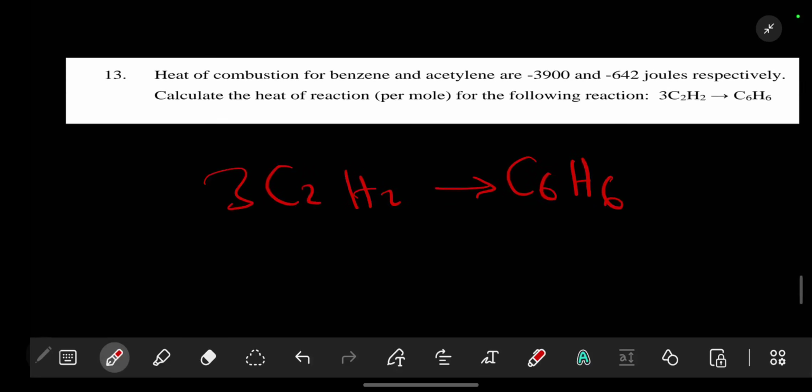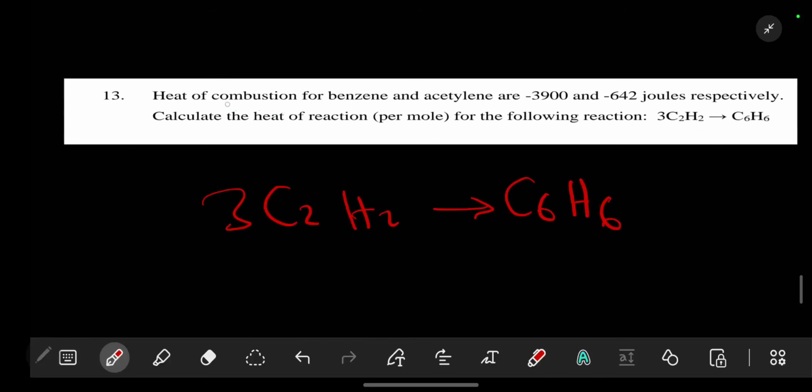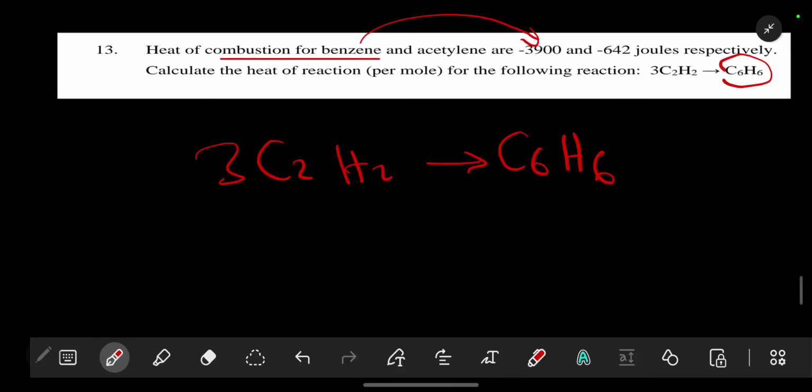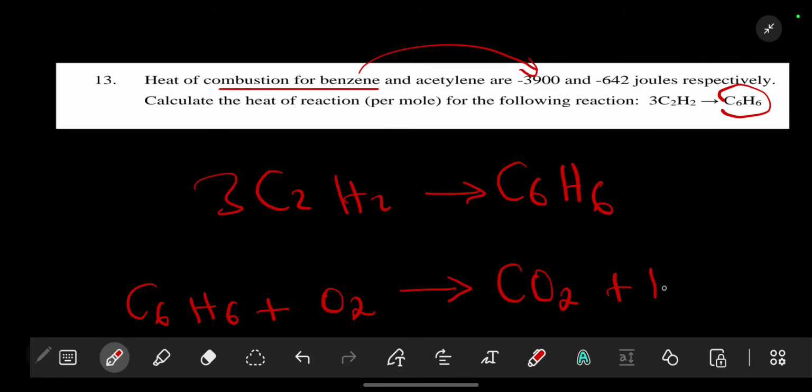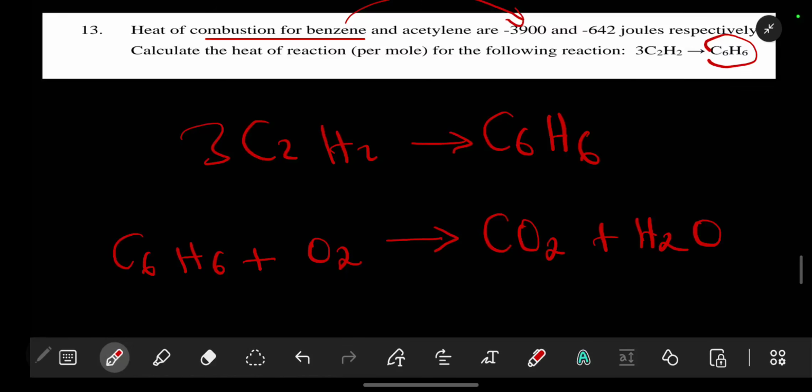So we are just going to say benzene, respectively. You should know benzene. Benzene is this one, C6H6. So for this reaction, combustion meaning burnt in oxygen, we are going to say C6H6 burnt in oxygen. The two byproducts produced are carbon dioxide plus water only. So now this is the reaction that you are going to write.